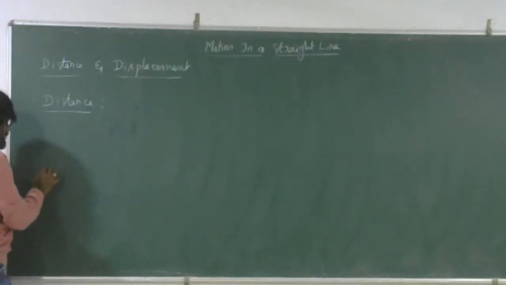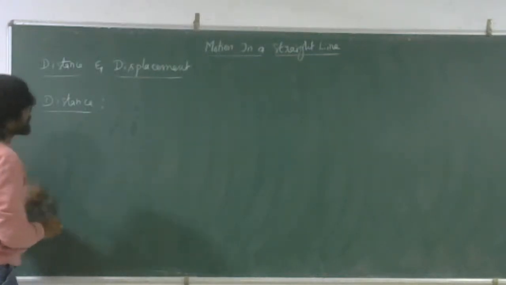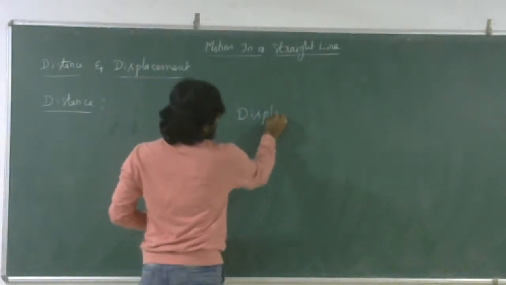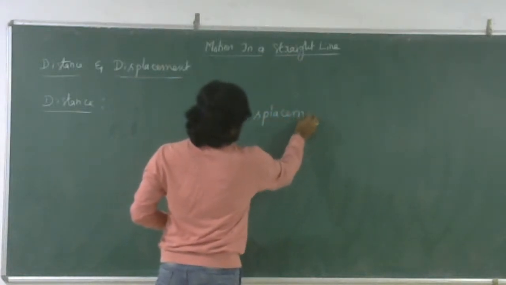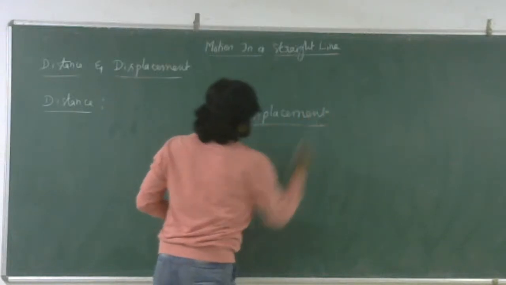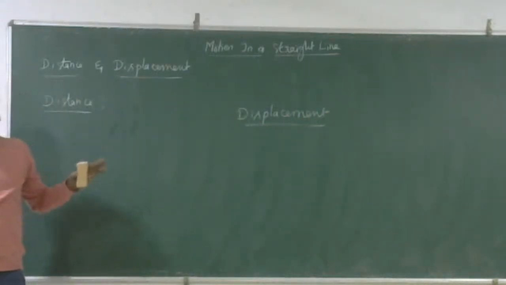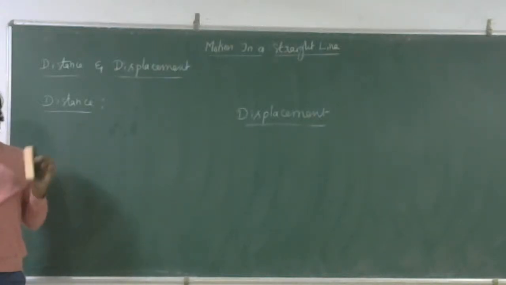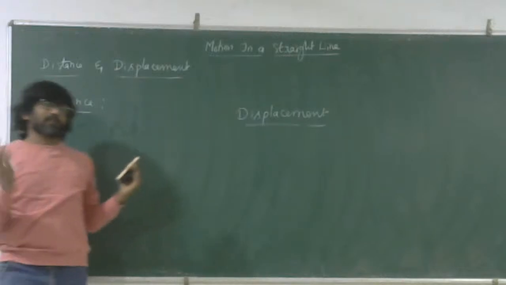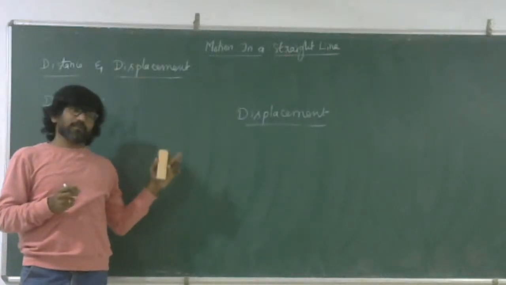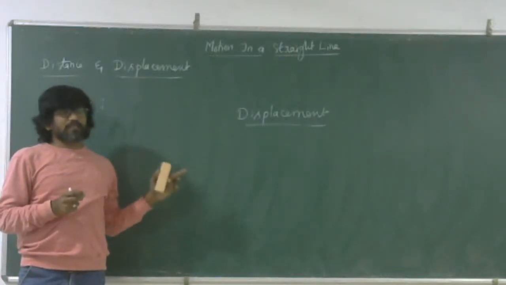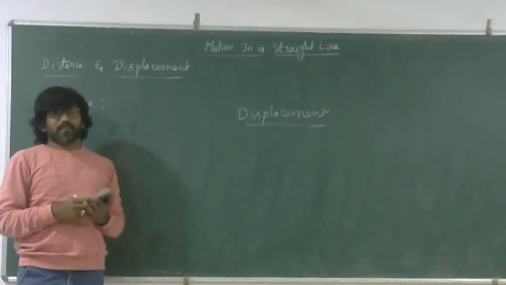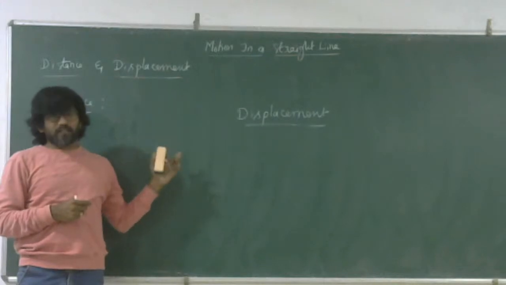Whereas displacement is final minus initial. You can say it is the shortest path length between initial and final positions. Usually the shortest path between initial and final positions, or between any two points, is a straight line path.